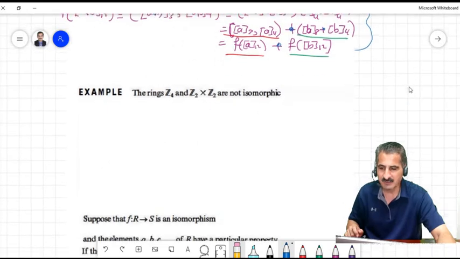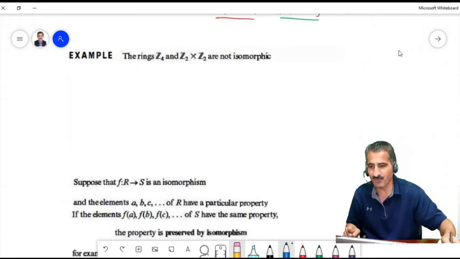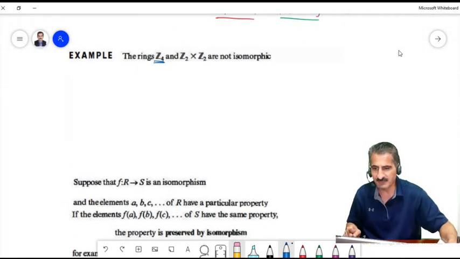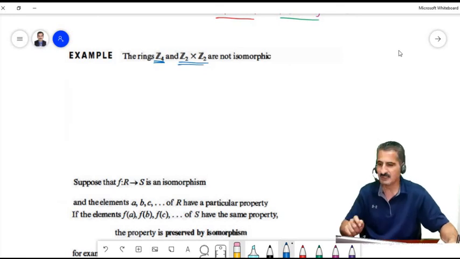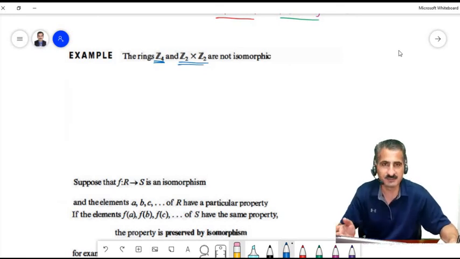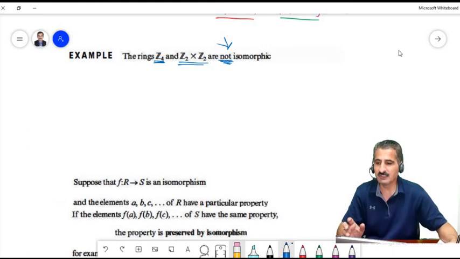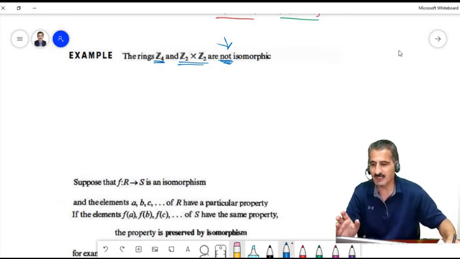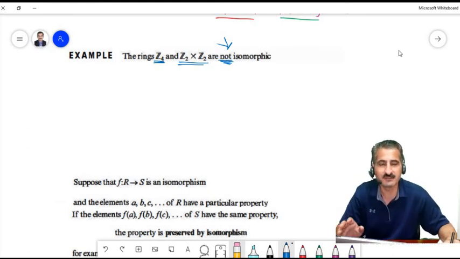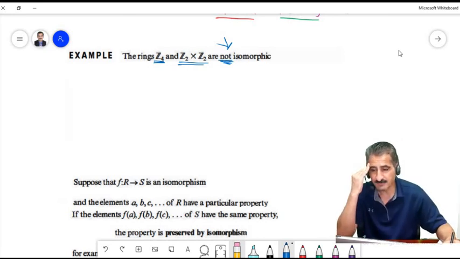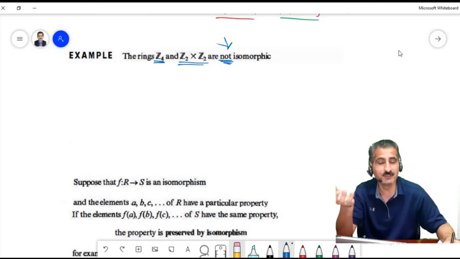Okay, now this example says Z4 has 4 elements. Z2 cross Z2 also has 4 elements, but they are not isomorphic, and there are many reasons for that. In Z4 we have 2 elements that are units, right? 2 elements that are units, 1 and 3.